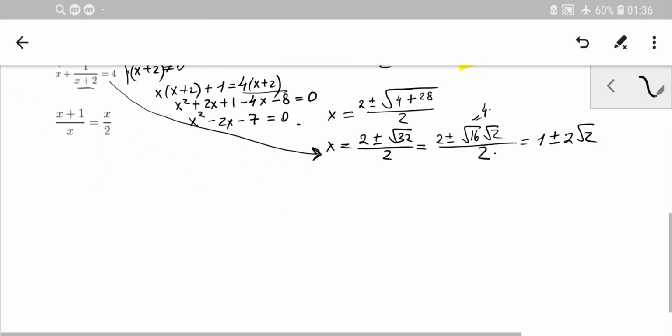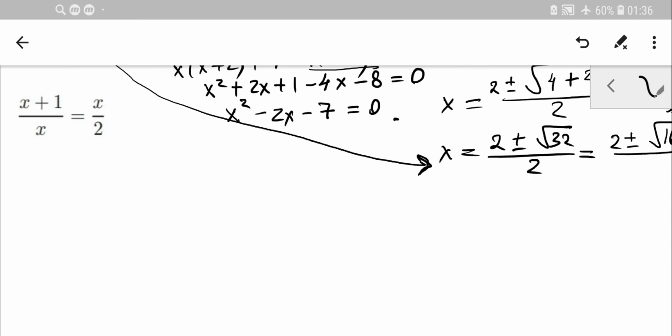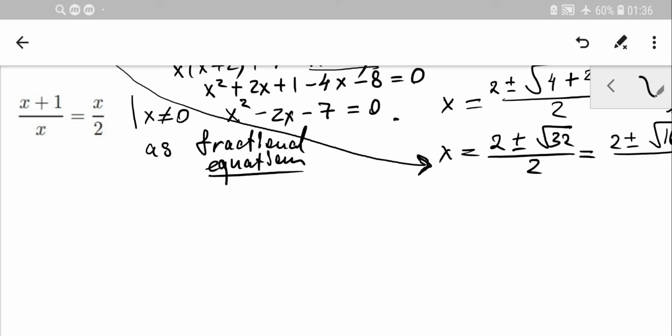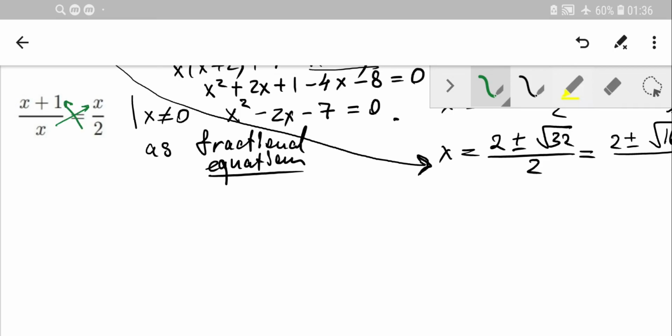And we'll go next. x plus 1 over x, x over 2. Okay, so we know that x is not equal to 0, but let's resolve it in this case as a fractional equation. So a fractional equation, all right? Make sure you remember how to do it. You just simply do crisscross multiplication. So in this case, we'll get 2 times x plus 1. That's the left-hand side, and x times x on the right side will be x squared.